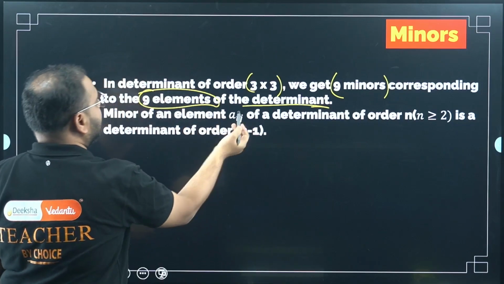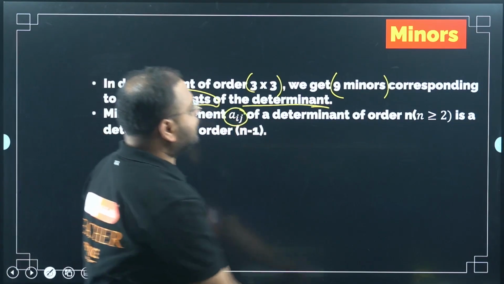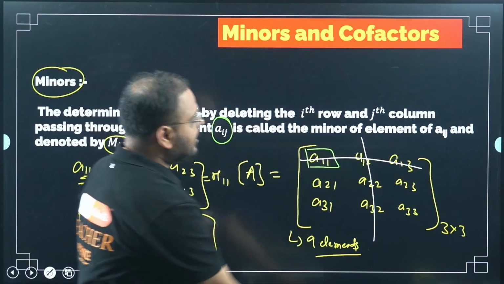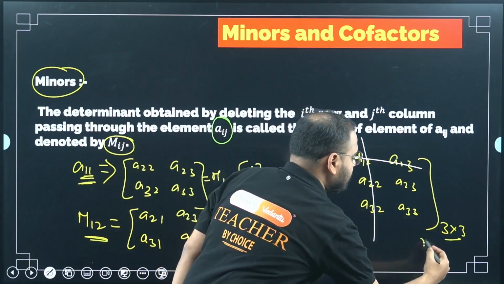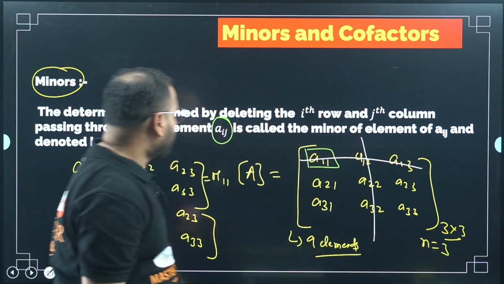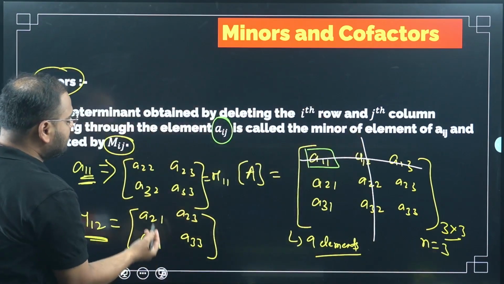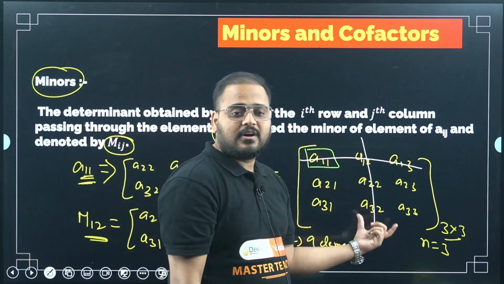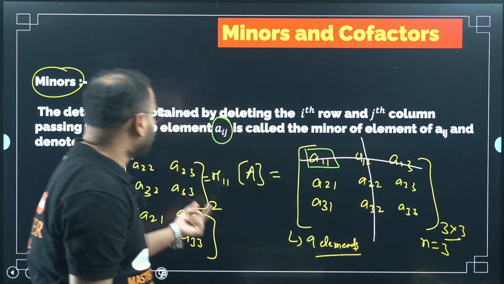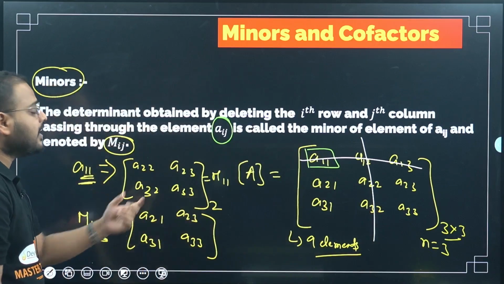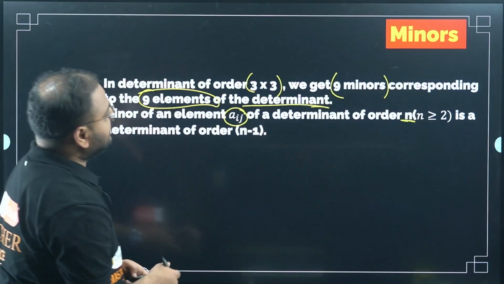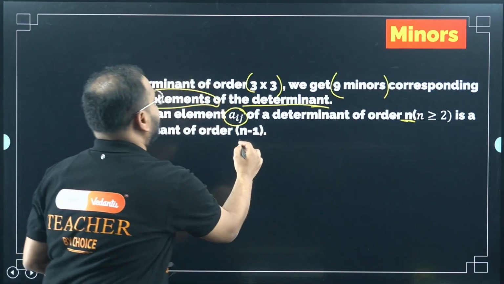For the element Aij, if the determinant order is n, in this case what is n? N is 3. Then check the order of the minor. It's 2, right? So if the order of the determinant is 3, then the order of the matrix for the minor will be 2. If this is n, then this will be n minus 1.